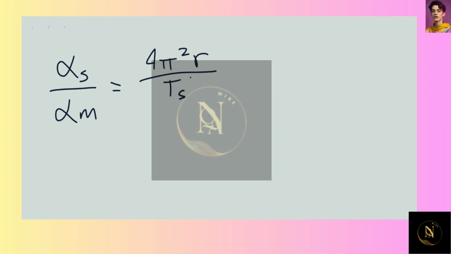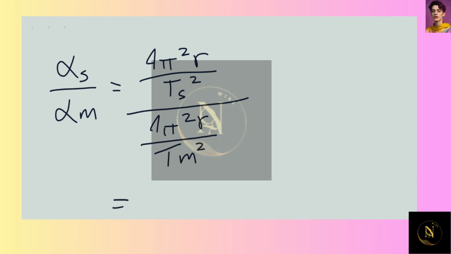All right, so now let's figure out our fraction. We have alpha s over alpha m. We know that's equal to 4 pi squared r over T_s squared, all over 4 pi squared r over T_m squared. Now, as you can see, everything is going to cancel out except our two periods, and that's going to give us T_m squared over T_s squared.